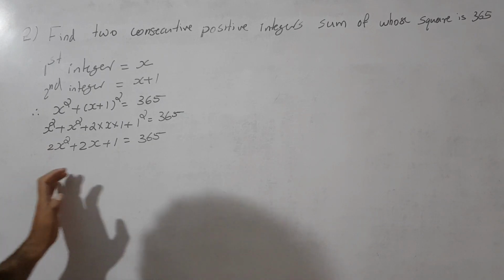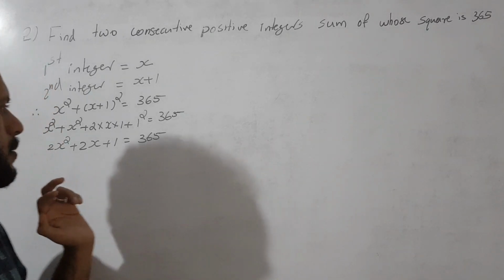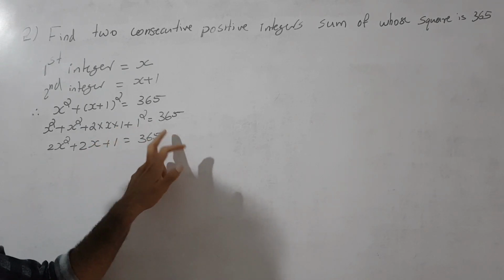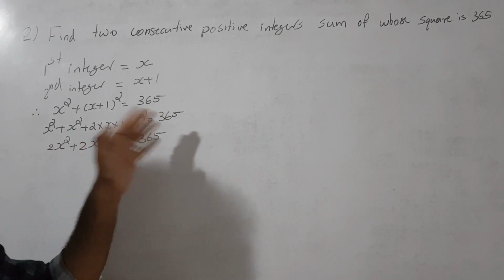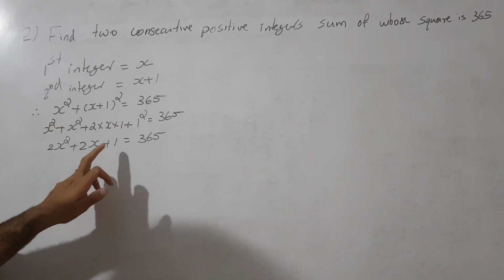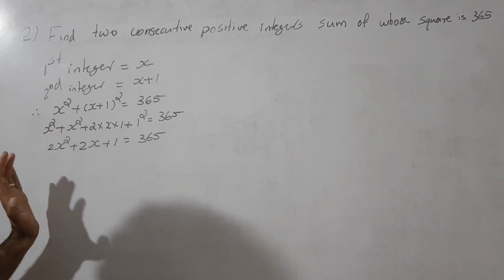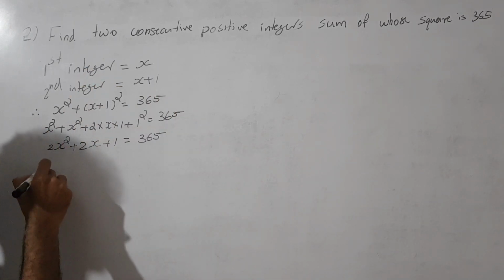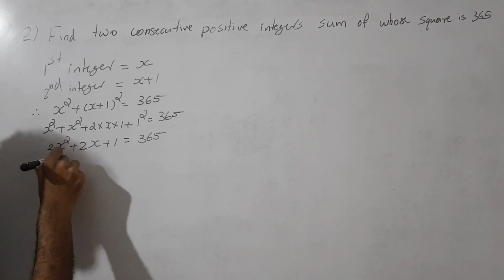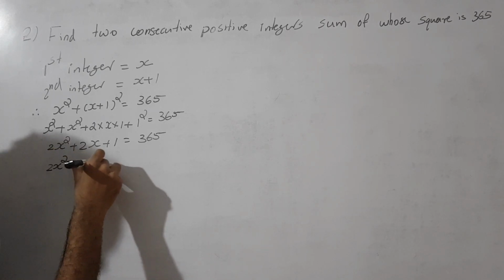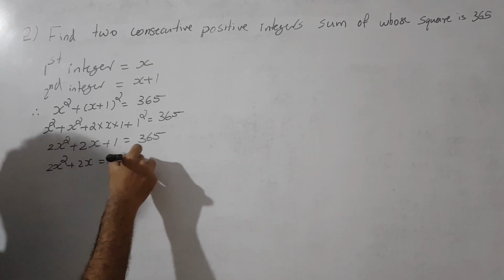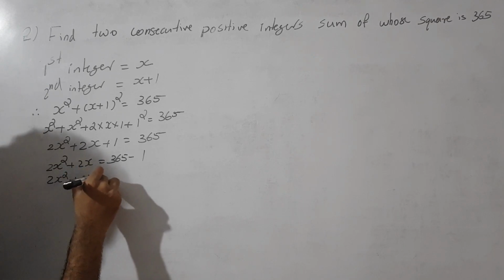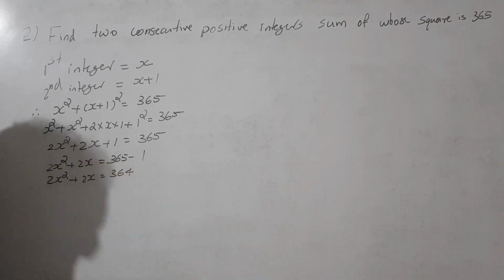So we know that we are applying the completing square method. So we need to get the constant on the side of RHS, correct? We have one constant term on the LHS part that we transpose first to the side of RHS. Okay, so what is next? 2x square plus 2x is equal to 365 minus 1. Then 2x square plus 2x is equal to 364.